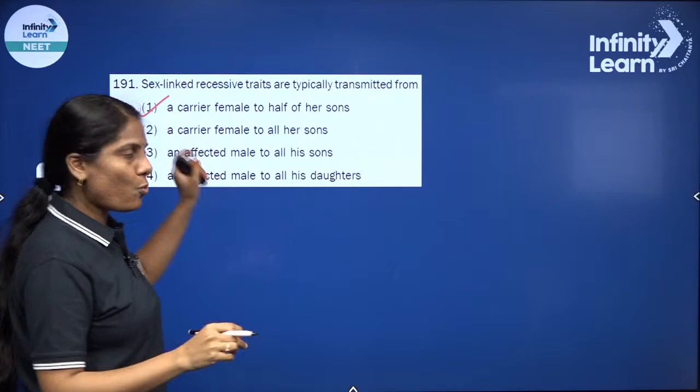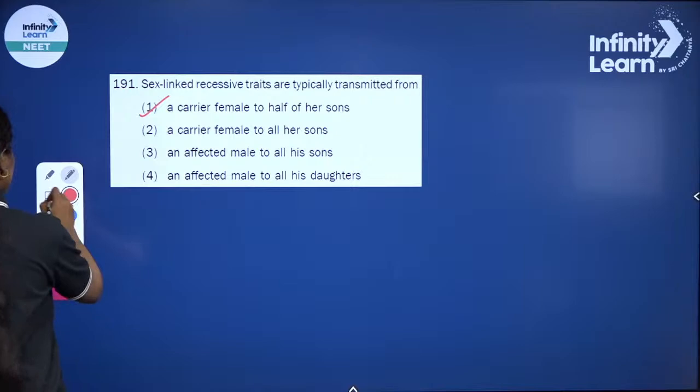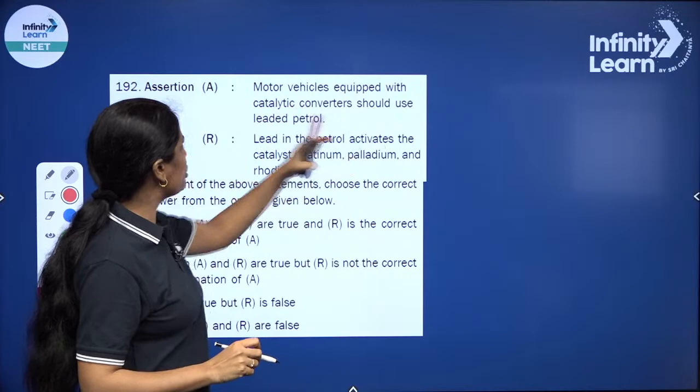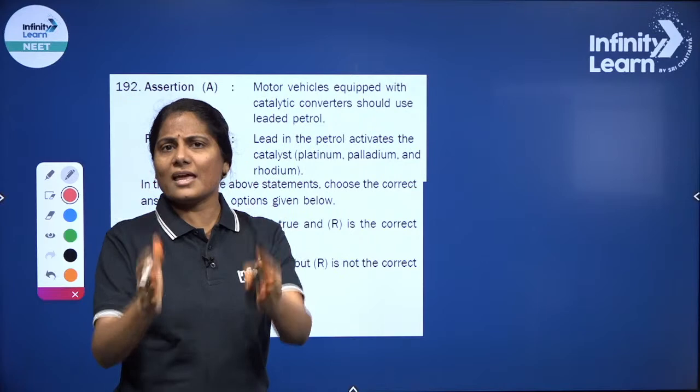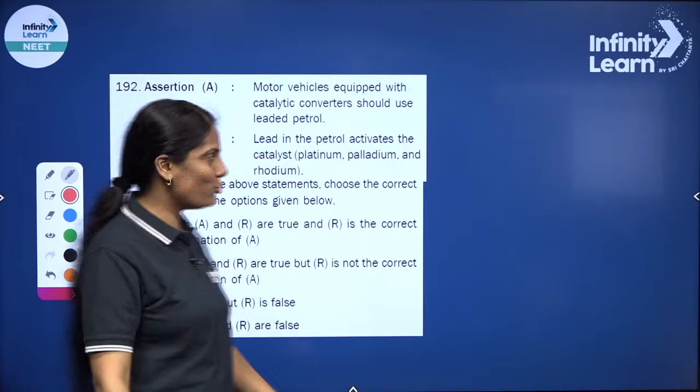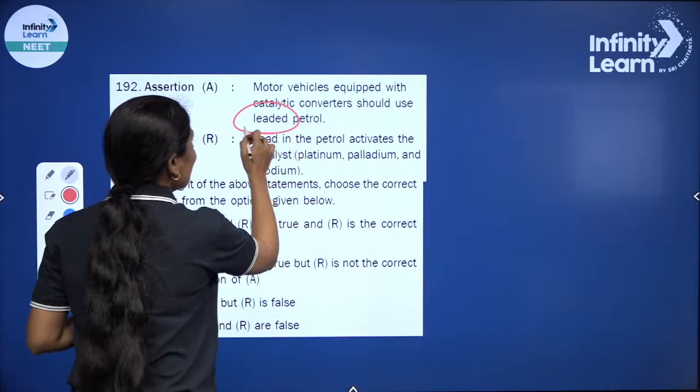Again, all of you are giving it right. Excellent, kiddos. Motor vehicles equipped with catalytic converters should use leaded petrol. Now, I know it's student psychology. Most of you get scared when you see an assertion reason. Please read it with utmost care. You are there. You can find the answer. There's nothing that's stopping you from getting that white coat, right? Motor vehicles equipped with catalytic converters should use unleaded petrol. So that's where that's wrong.